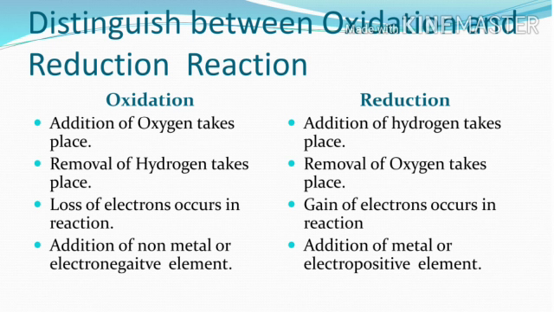In case of oxidation, addition of oxygen takes place. In reduction, addition of hydrogen takes place. In oxidation, removal of hydrogen takes place, and in reduction, removal of oxygen takes place. In case of oxidation, loss of electrons occurs in the reaction, while in reduction, gain of electrons occurs in the reaction. In case of oxidation, addition of non-metal or electronegative element takes place, while in reduction, addition of metal or electropositive element takes place.